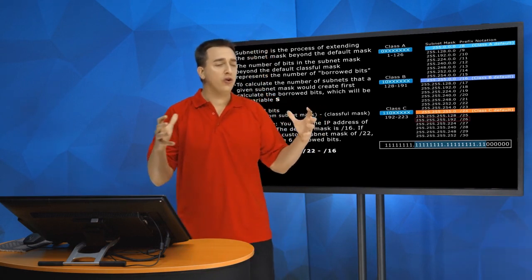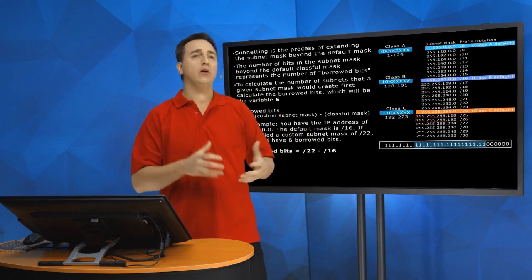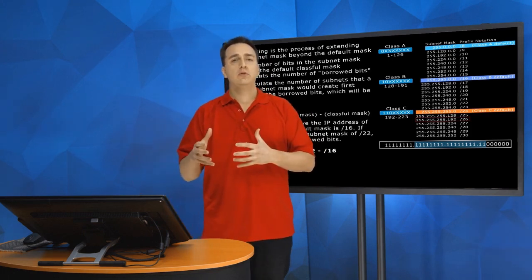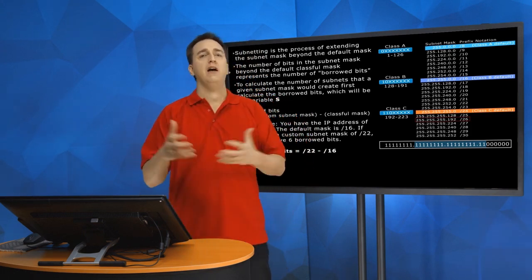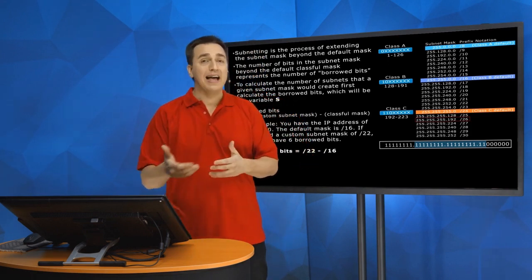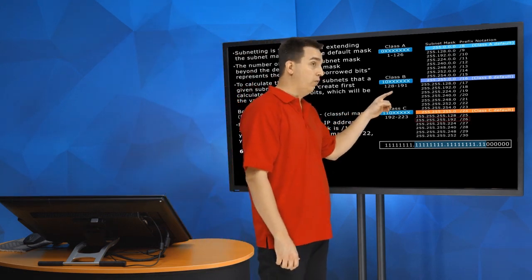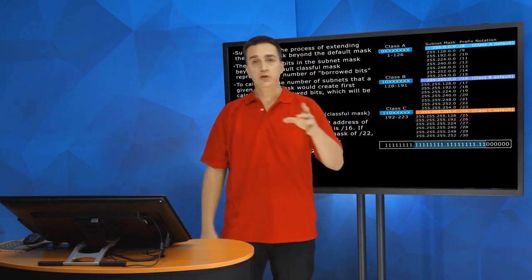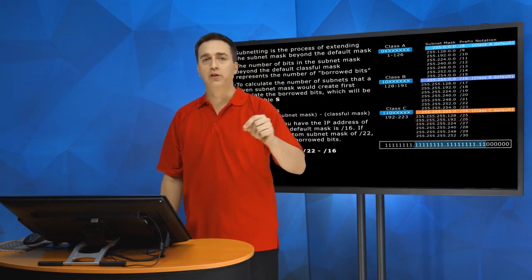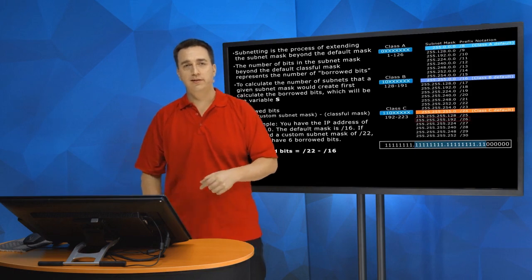For example, your IP address right now is 190.3.8.5. Whoa. Well, what class of address is that? 190 is Class B. So you need to know that in order to figure out the number of bits that were borrowed. Very important.